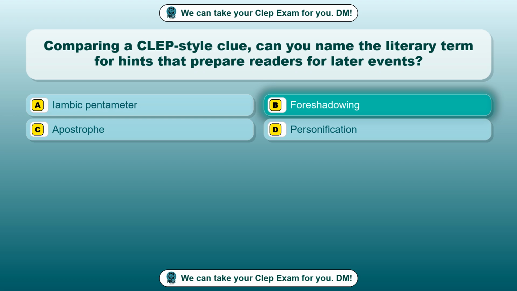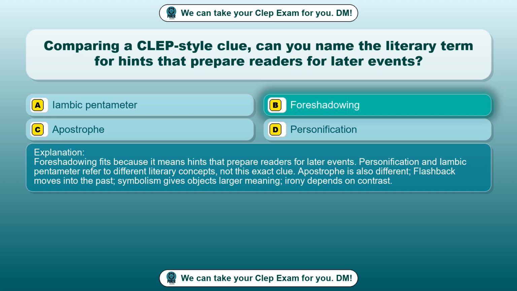Foreshadowing. Foreshadowing fits because it means hints that prepare readers for later events. Personification and iambic pentameter refer to different literary concepts, not this exact clue. Apostrophe is also different, flashback moves into the past, symbolism gives objects larger meaning, irony depends on contrast.